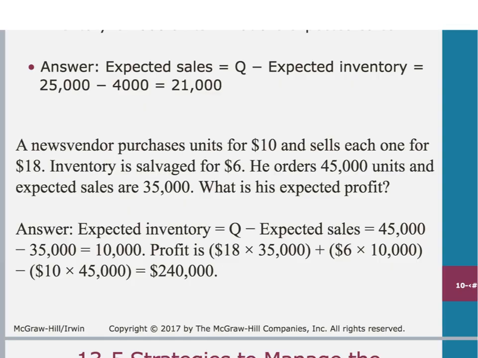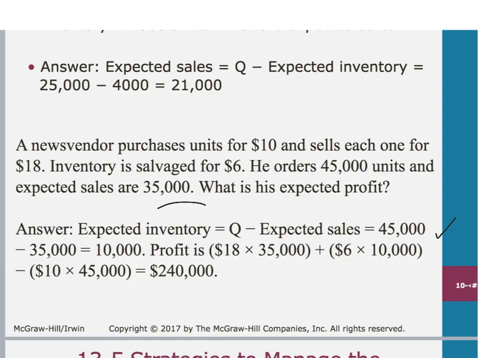So here it says, a news vendor purchases 10 units for $10 and sells one for $18. Inventory is salvaged at 6, and he orders 45,000 units, and expected sales are 35,000. So he has to calculate how much inventory he is going to have left over. So it's 45,000 units minus the 35,000 he's going to sell, so he has 10,000 left over.